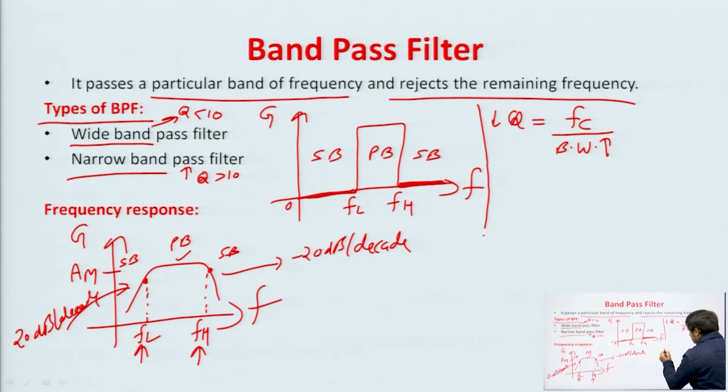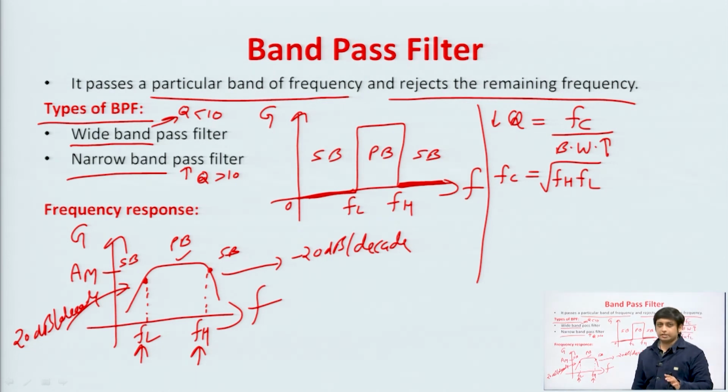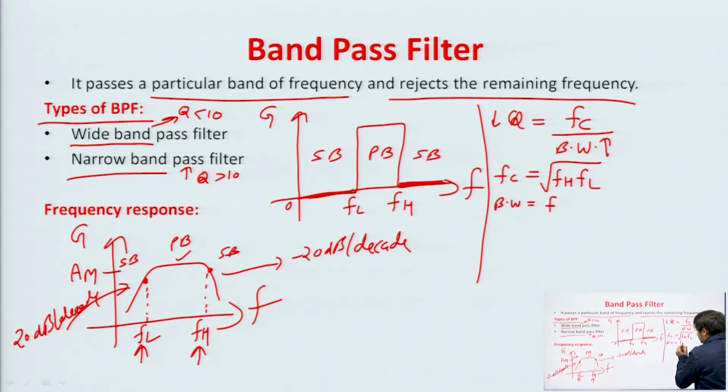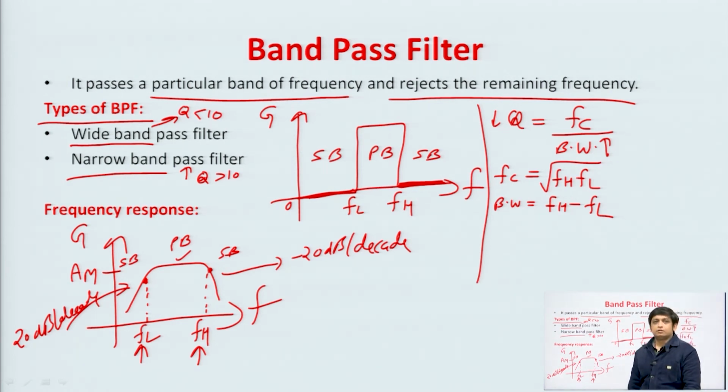The center frequency Fc for this band pass filter is under root Fh into Fl. Fh is the upper minus 3 dB frequency, also called the upper cutoff frequency, and Fl is the lower minus 3 dB frequency or lower cutoff frequency, and the bandwidth of this band pass filter is Fh minus Fl, right. So, these are some important terms and equations for band pass filter.